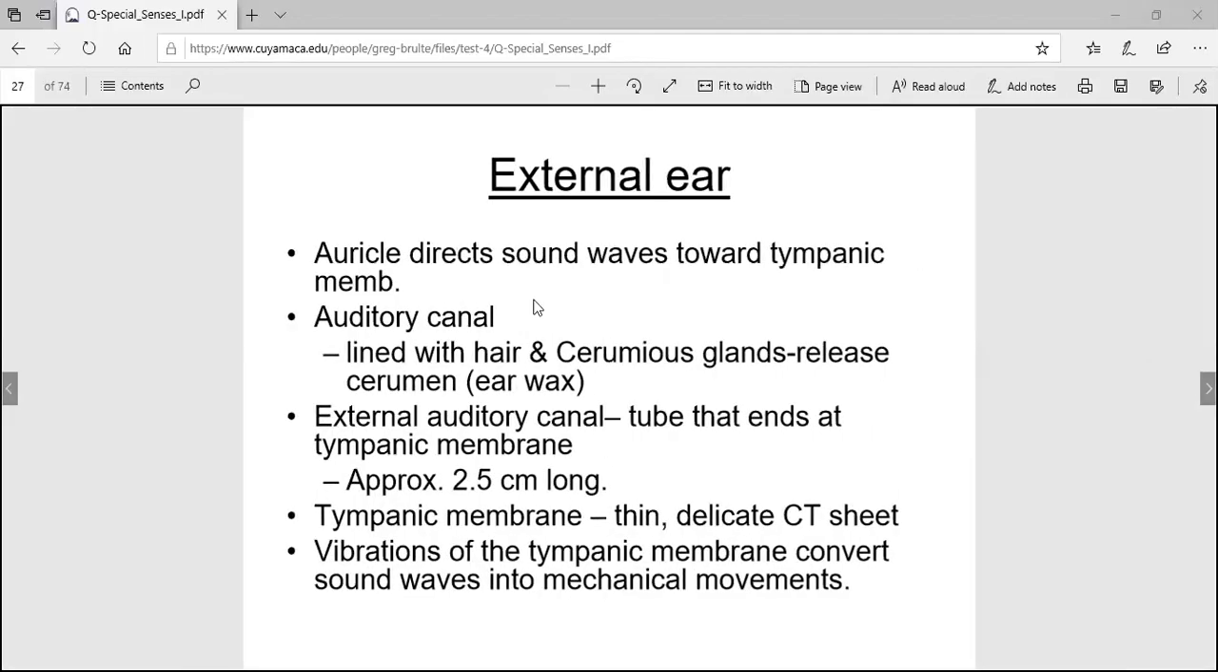The external ear, that's basically the auricle. So that's the outside part that you can see. It directs the sound waves towards the tympanic membrane or the eardrum. We'll talk about the auditory canal in just a minute.